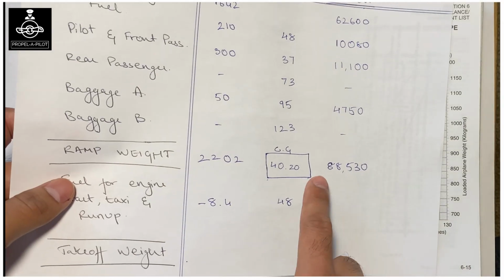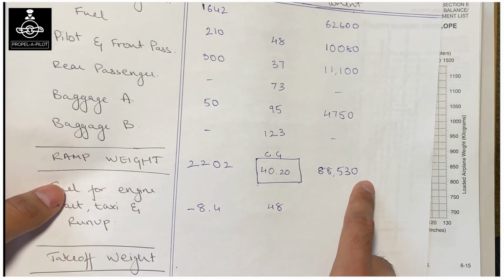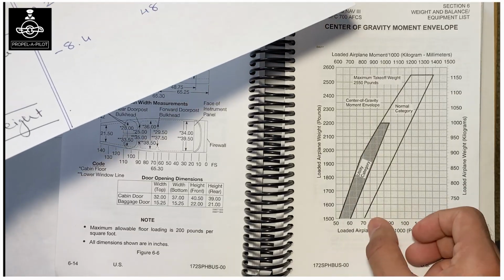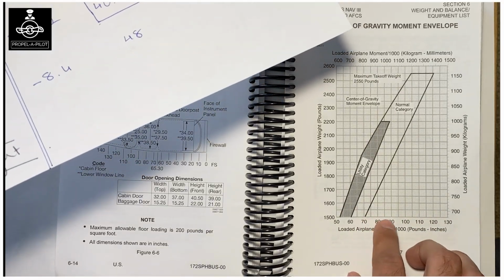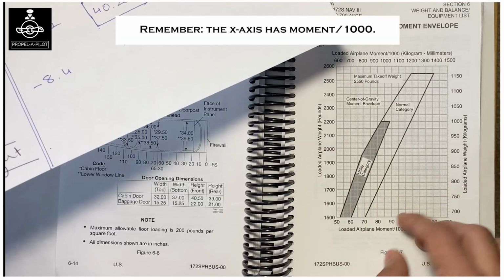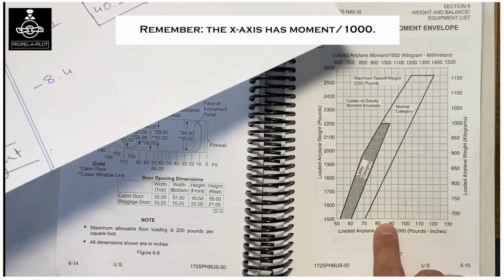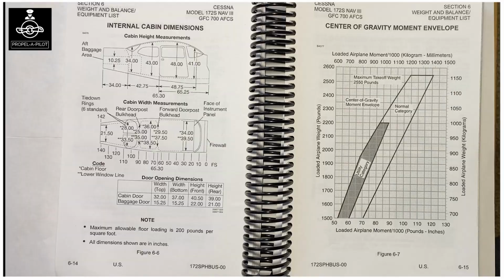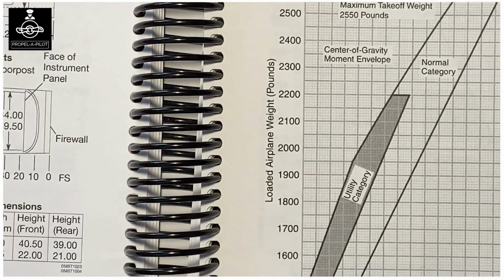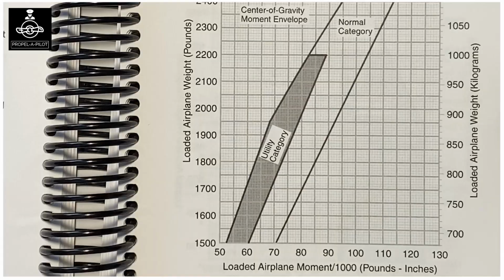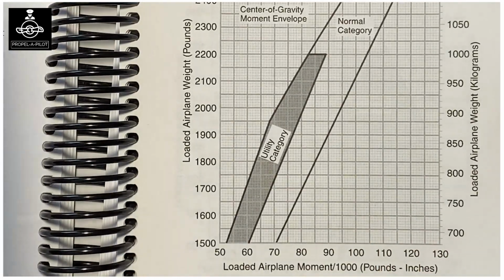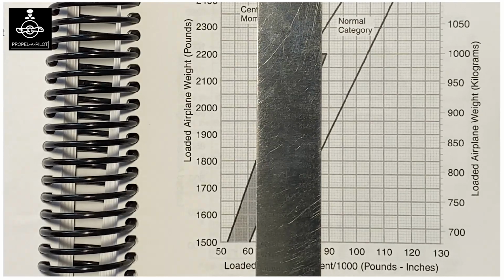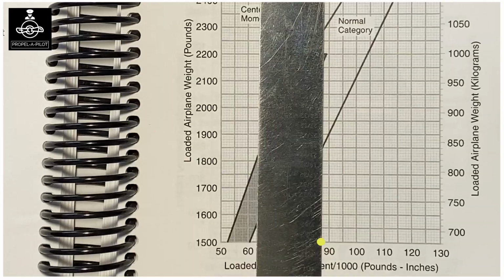You take a look at your total moment, 88,530. You look for the loaded airplane moment. Now 88,550 would be somewhere over here between 85, which is right here, and 90, which is right there. Let me zoom in a little. So it will be right here. You can use a scale like this and see for yourself. Let's say 88,500 is over there.